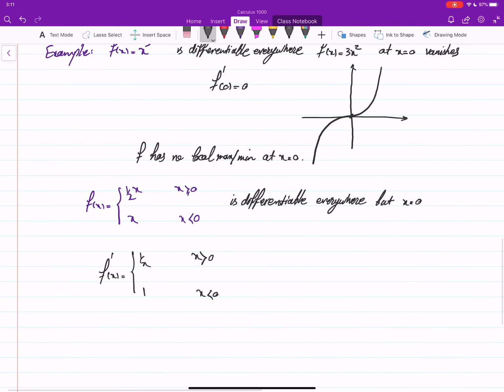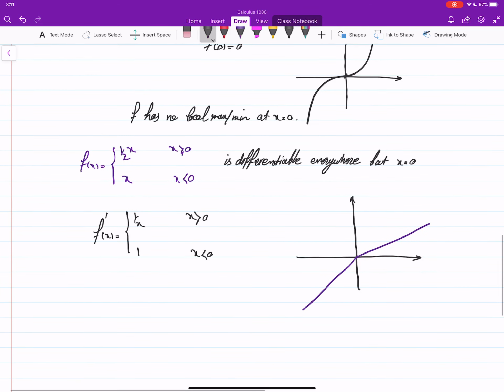But if you look at the graph of the function, these are just lines. So the graph of the function goes like this. This is half x, and then this is x. So as you can see, the function has no local max or min at all. So f has no local max or min value at all, in particular at x equal to 0.